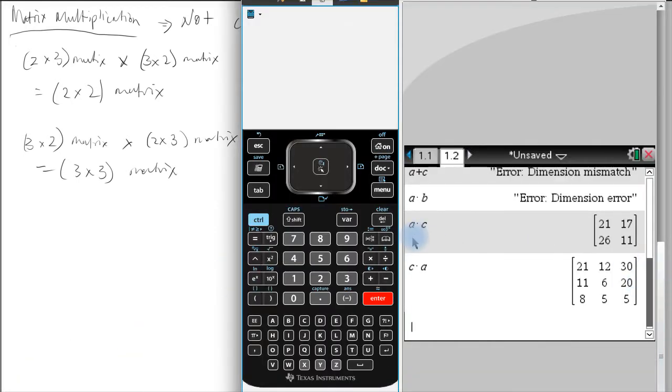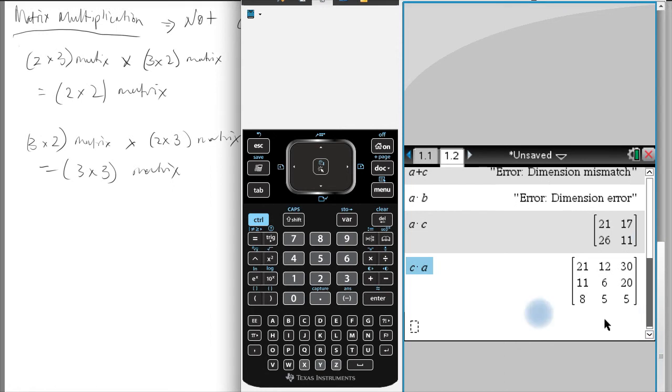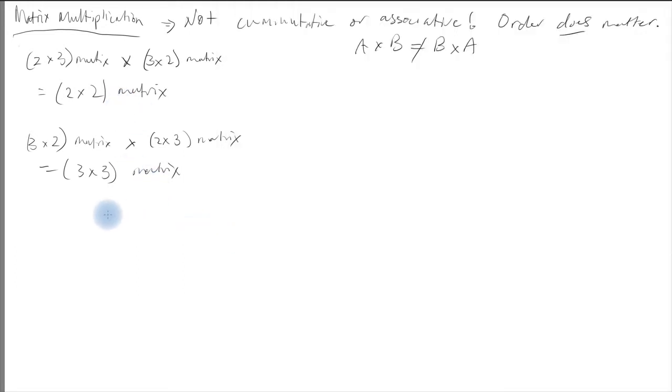So here, A times C was the 2 by 3 times the 3 by 2, which gave us this one, and then when we did them in another order, we got a 3 by 3 matrix back. Okay, so in general, let's do one more. When we had the 2 by 3 matrix and we tried to multiply it by another 2 by 3 matrix, it was not allowed.